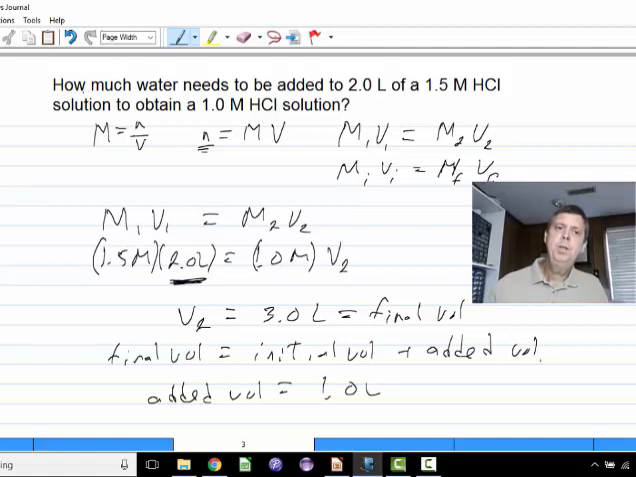So again, be careful about the wording up here. How much water needs to be added? The question isn't asking what is our final volume. How much water do we have to add to this initial solution to dilute it to get a 1 molar hydrochloric acid solution? So again, try to visualize the process. Try to visualize what's happening here. Otherwise, it's really easy to make careless mistakes on questions like this.